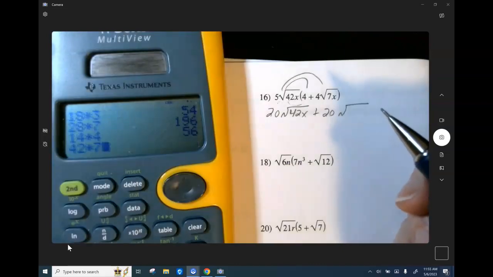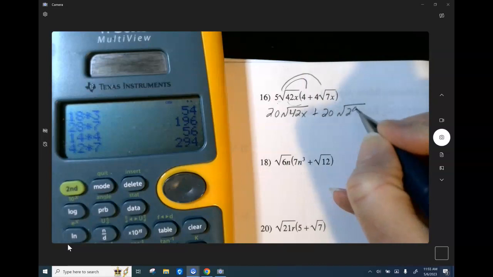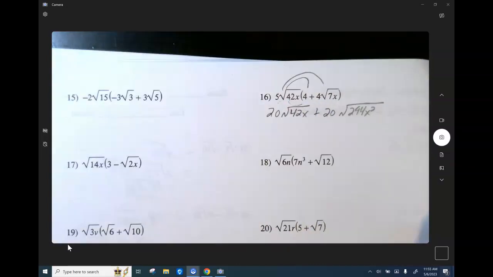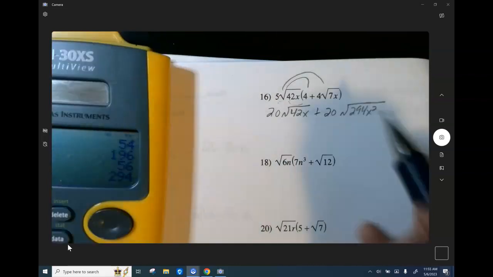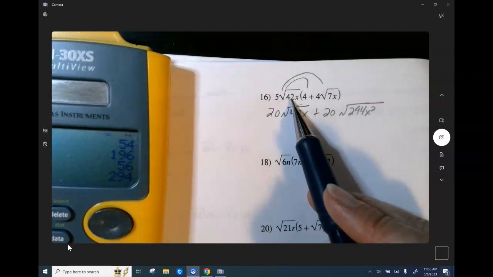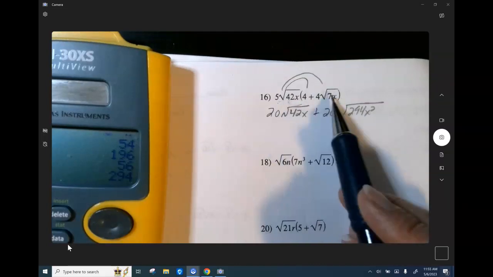42 times 7 is going to give us 294 x squared. Okay? Now, I want you to pick up on something here. See how we had a 7 there? And we're multiplying times 42. What goes into 42? 6 and 7, right? So use that to your advantage.